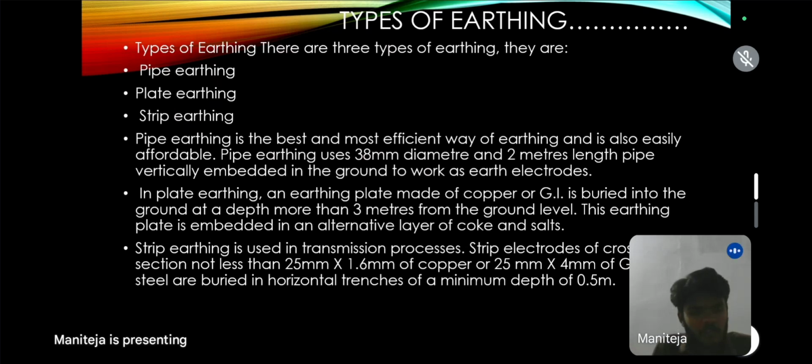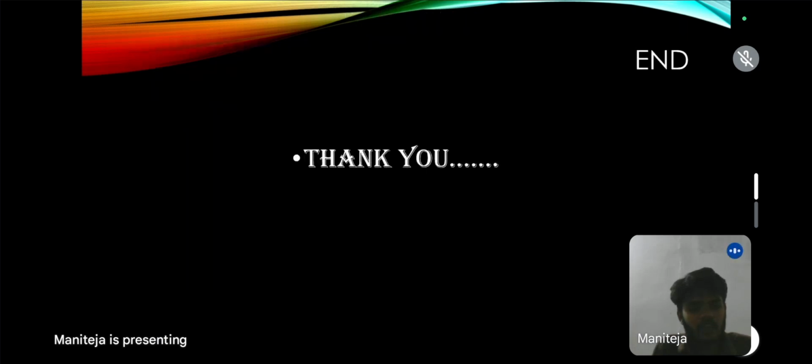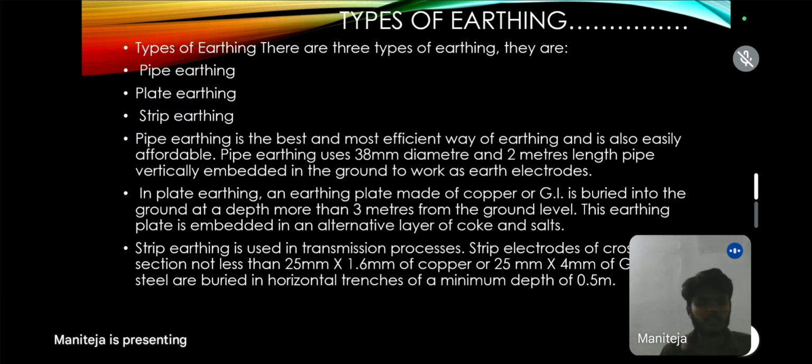Pipe earthing is the best and most efficient way of earthing and is also easily affordable. Pipe earthing uses a 38 mm diameter and 2-meter long pipe which is inserted into the earth for grounding. Plate earthing takes a 3-meter depth dive and is made of copper. It is a big plate with alternating layers of charcoal and salt for better earthing too.